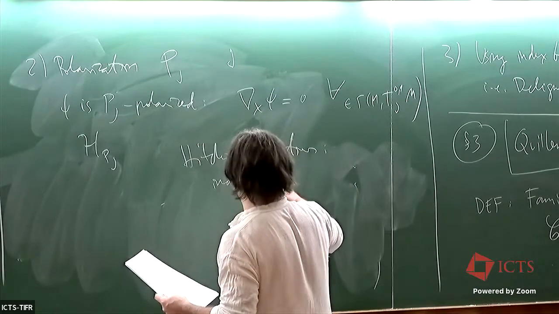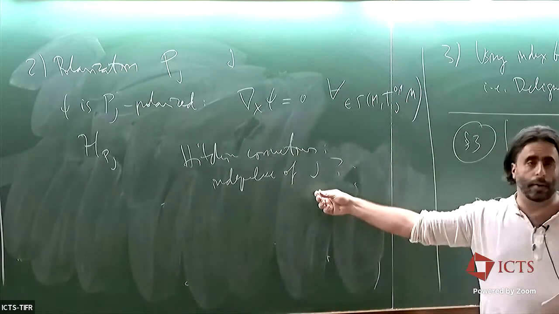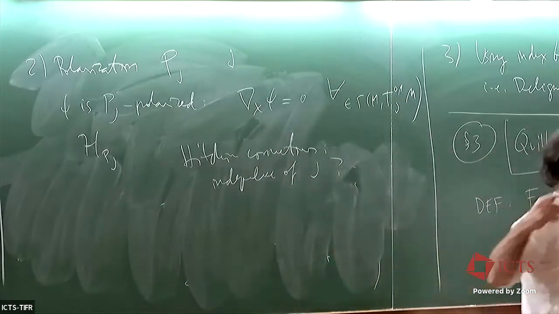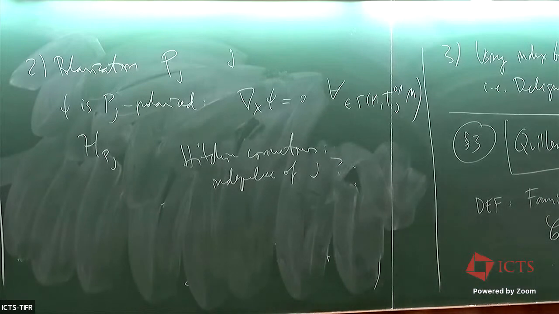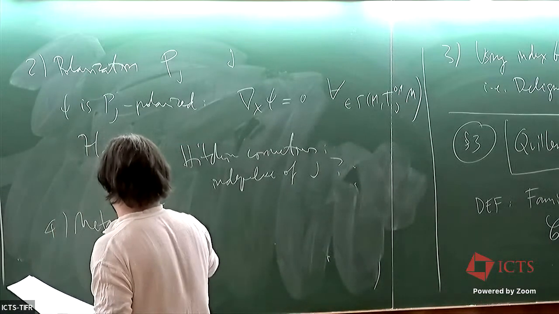So the Hitchin connection gives independence of J. We're not really worried about that because we have a natural J that we don't want to move. Okay. And then the other thing that I want to say is the metaplectic correction.